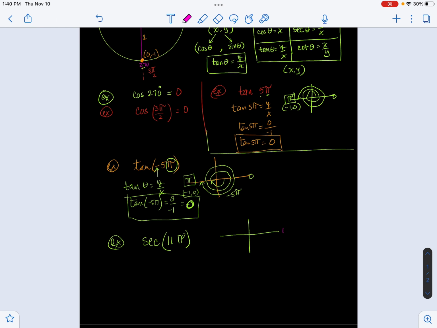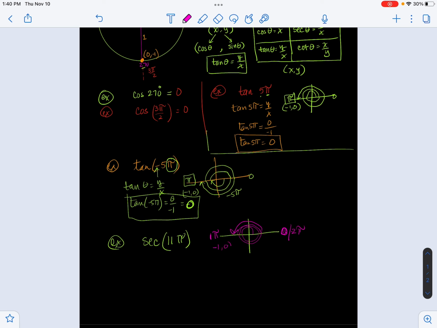Odd numbers, this is 0, and that's pi. Remember, all the odd numbers will end up here, and even numbers will end up here, because that's also 2 pi. Or you can just go 1 pi, 2 pi, 3 pi, 4, 5, 6, 7, 8, 9, 10, 11. Since it's an odd number, we will end up back here on the odd side, because 1, 3, 5 will end up being here. The same location as the previous question.